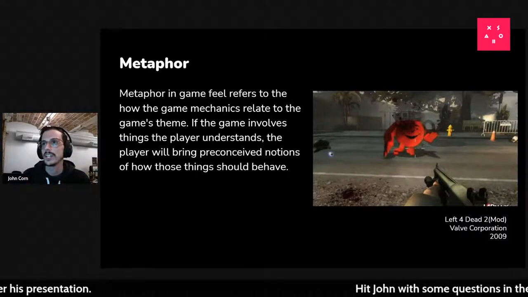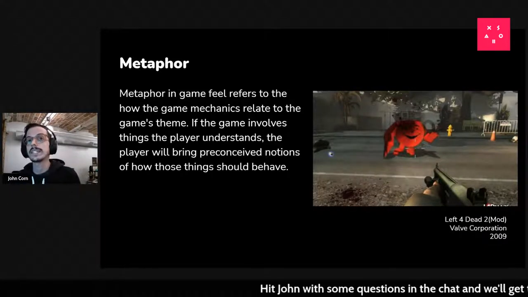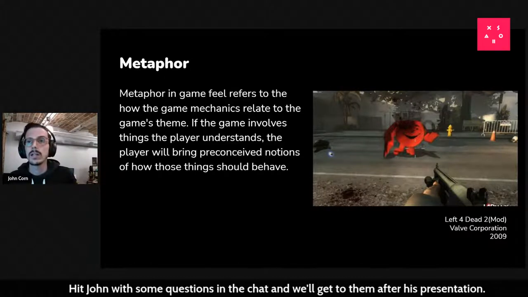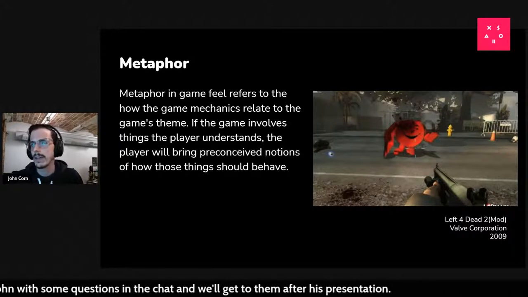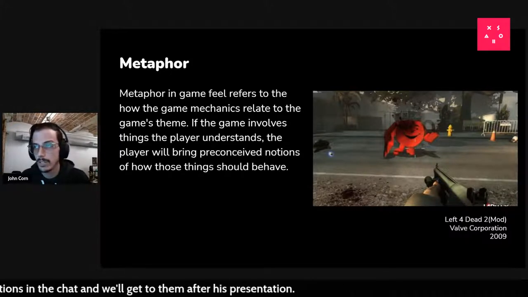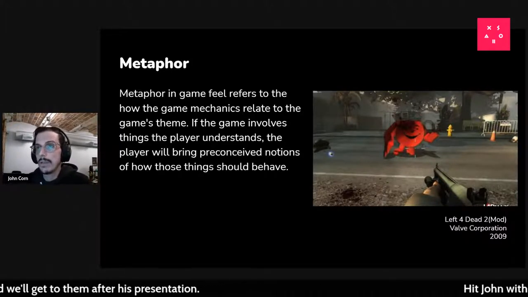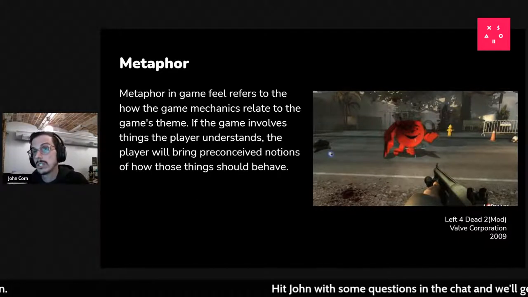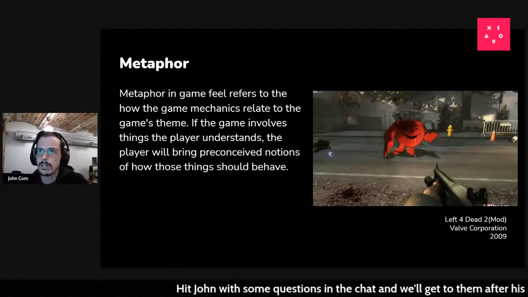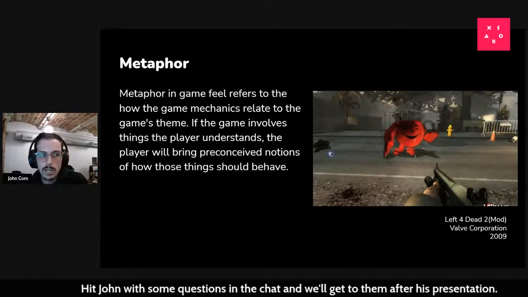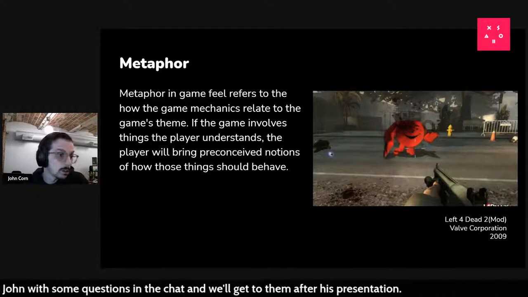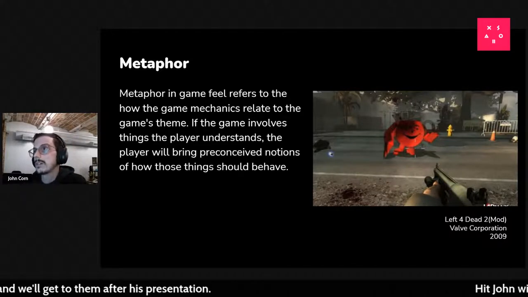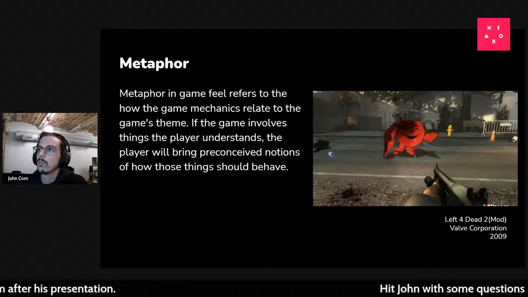So it's how the game's mechanics relate to the game's themes. I'm sure you've played games that were a pretty big mismatch of the two, and that would have not great game feel. And here we have an example of it. So it's the Kool-Aid Man. This is a mod of Left 4 Dead. I think it's the first one. And oh no, it was the second one. Okay, so it's the second one, where they replaced the tank in the game with the Kool-Aid Man.